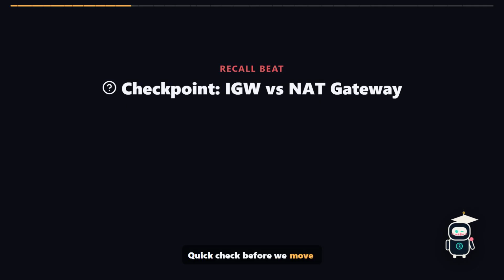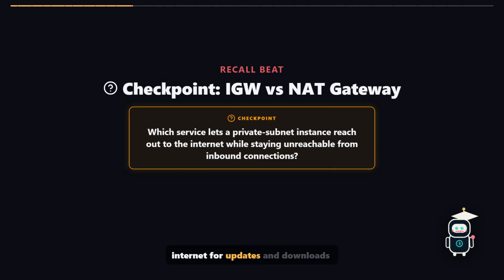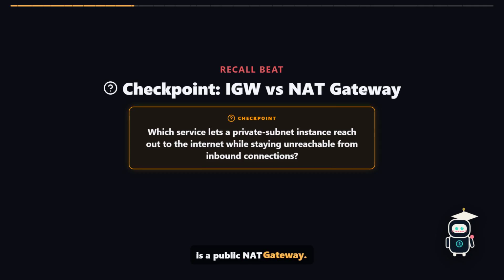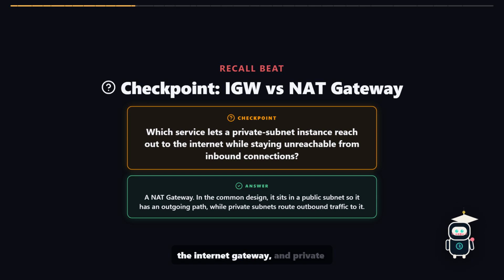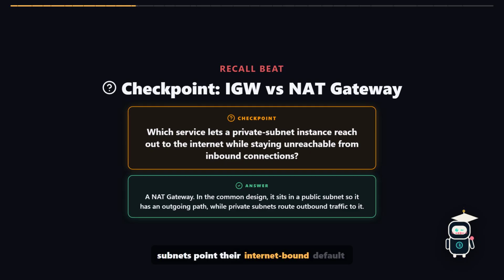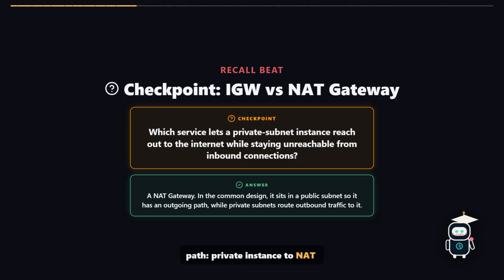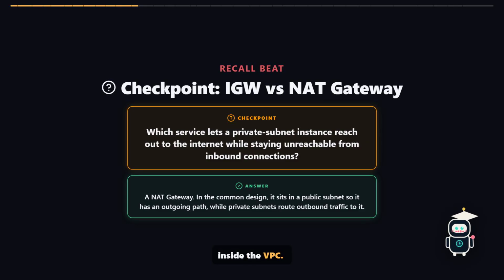Quick check before we move past the gateways. Which service lets an IPv4 instance in a private subnet reach the Internet for updates and downloads while remaining unreachable by new inbound Internet connections? The answer is a public NAT gateway. It sits in a public subnet, has a path to the Internet gateway, and private subnets point their Internet-bound default route to it. Remember the path: private instance to NAT gateway to Internet gateway to Internet. The NAT gateway is for connections that start from inside the VPC.